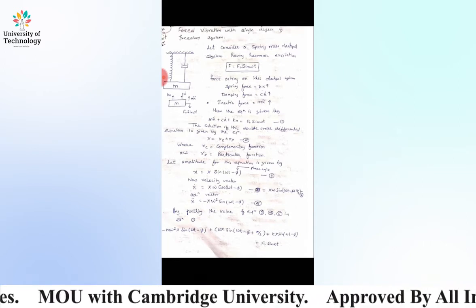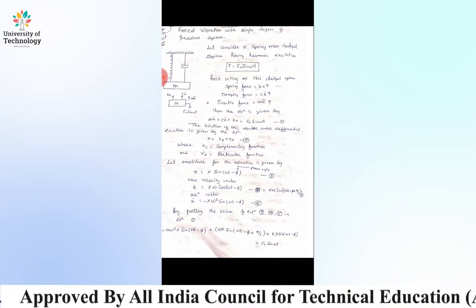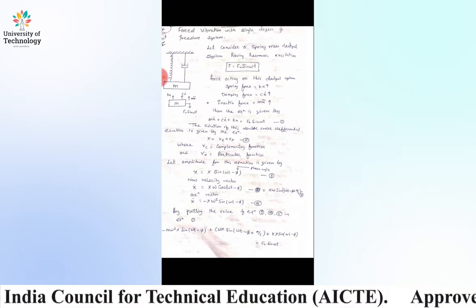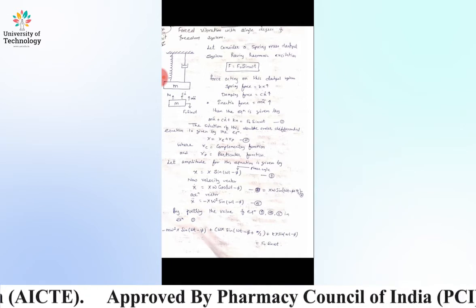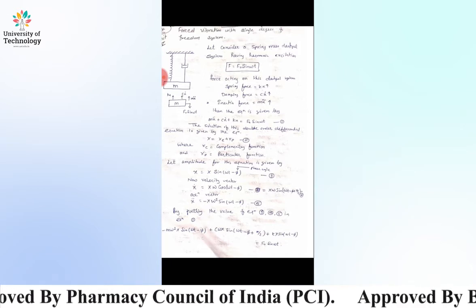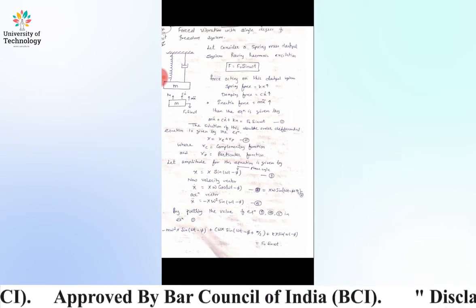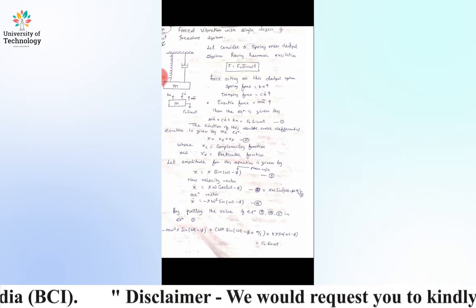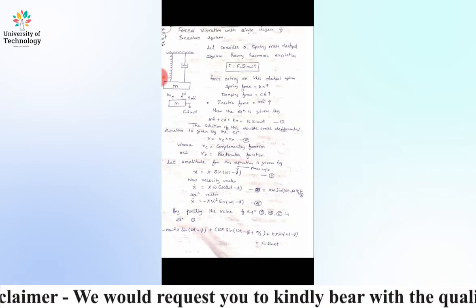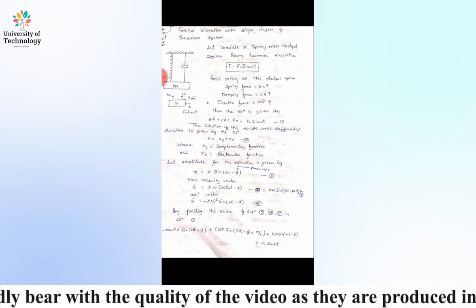By putting the values of equations 3, 4, and 5 in equation 1, then we get minus m omega square X sin omega t minus phi plus c omega X sin omega t minus phi plus pi by 2 plus kX sin omega t minus phi, that is equal to F naught sin omega t.